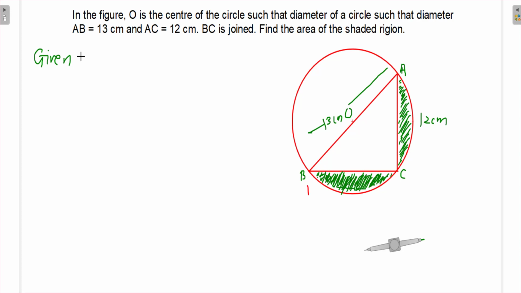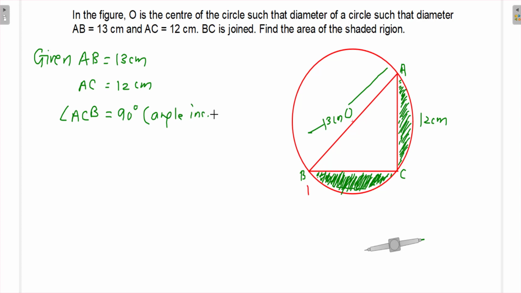So here you will first write the given things. Given AB is equal to 13 centimeter, AC is equal to 12 centimeter, correct? And angle ACB is equal to 90 degree, because angle inscribed in a semicircle is right angled. Therefore in triangle ACB we have AB square is equal to AC square plus BC square. This is by Pythagoras theorem.